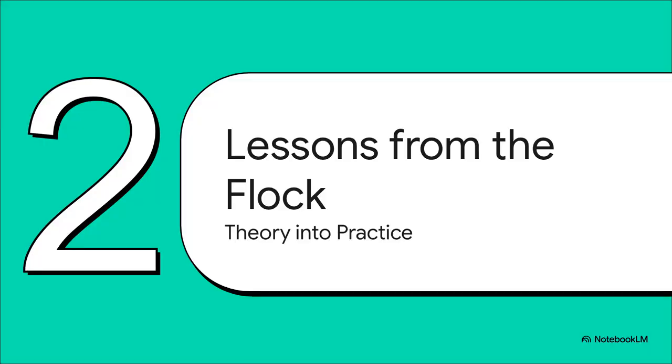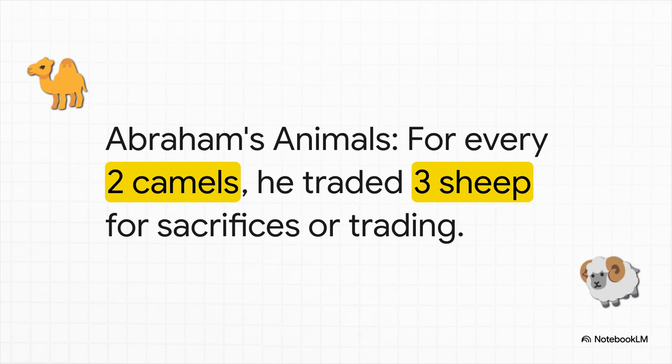All right, so that's the theory. But how does this actually look in a classroom setting? Let's dive into the practical examples, which pull stories straight from the source material. So we're going to start with Abraham and his livestock. The scenario is simple. For every certain number of camels he has, he trades for a specific number of sheep. And the key here, the most important part, is that the rate is always fixed.